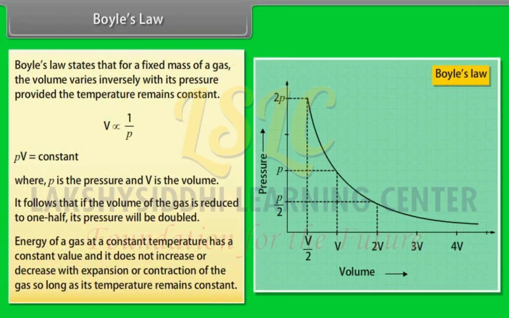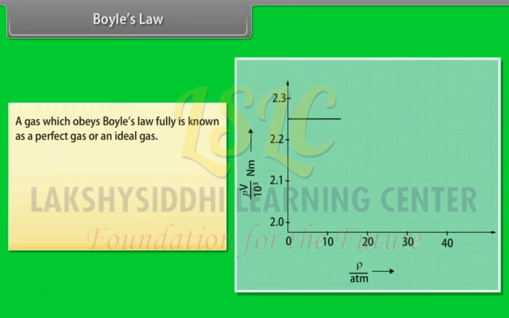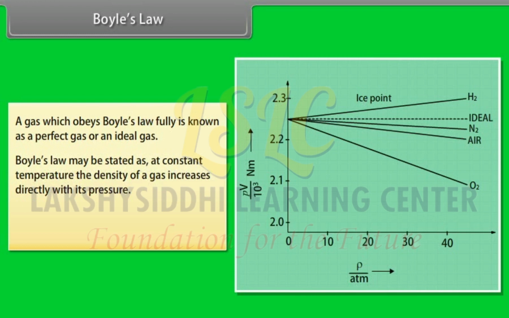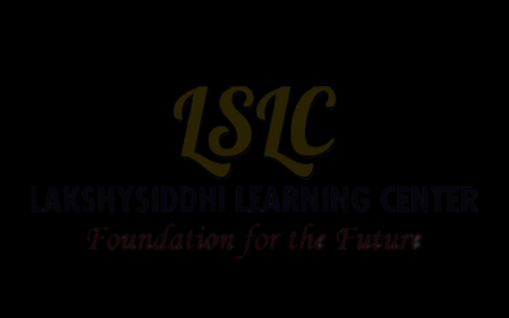Energy of a gas at a constant temperature has a constant value and it does not increase or decrease with expansion or contraction of the gas so long as its temperature remains constant. A gas which obeys Boyle's law fully is known as a perfect gas or an ideal gas. Boyle's law may be stated as, at constant temperature, the density of a gas increases directly with its pressure. P/ρ = constant.